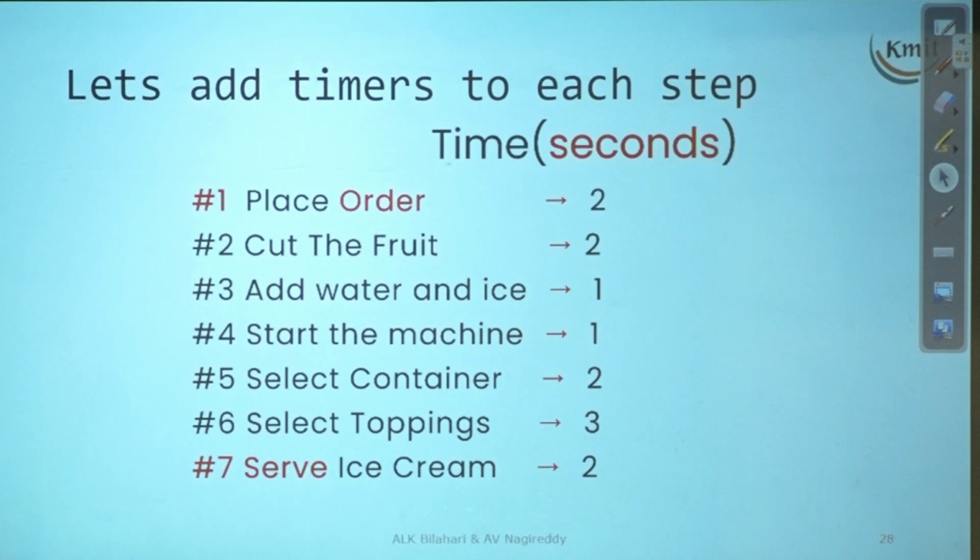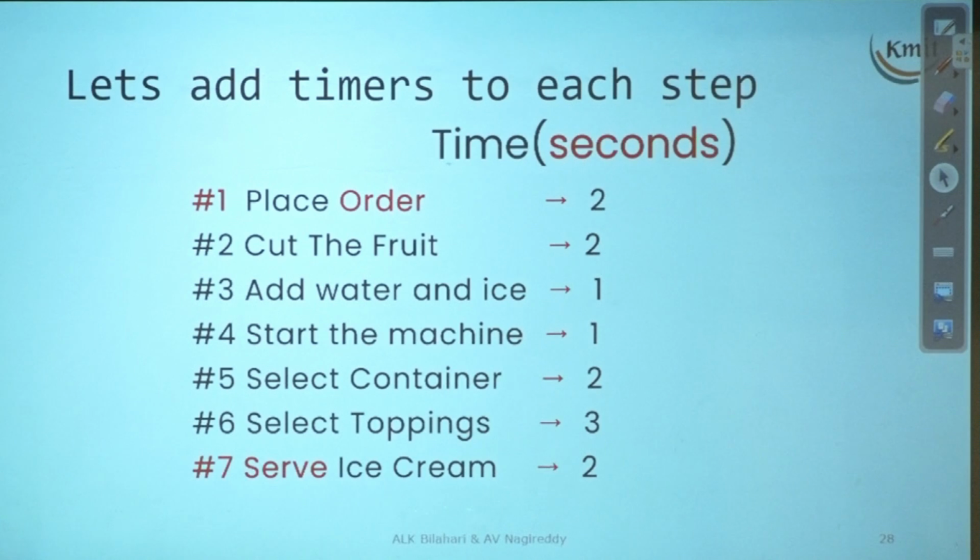Now for placing an order, we need 2 seconds. At least you need to look at the menu and place the order, right? 2 seconds. Cut the fruit, 2 seconds. The numbers there denote the time it needs for each task. Add ice and water, 1 second. Start the machine, 1 second. Selecting container, 2 seconds. Selecting toppings, 3 seconds. Serve ice cream, 2 seconds.